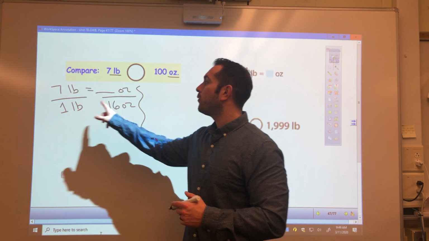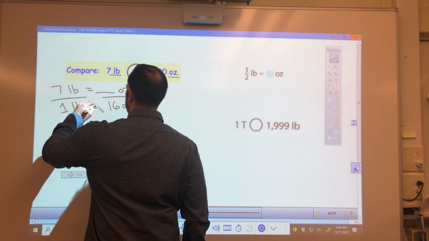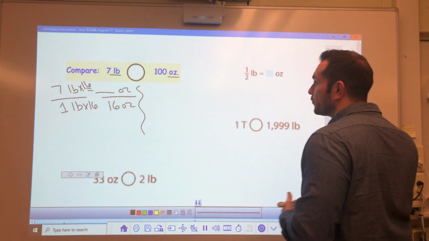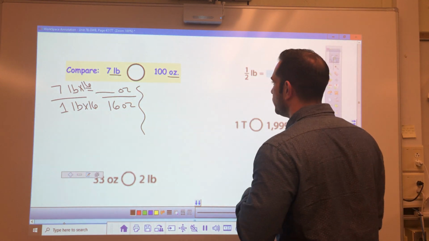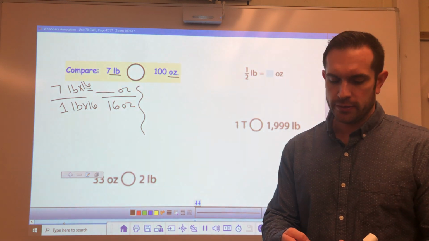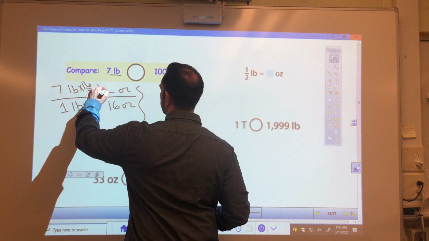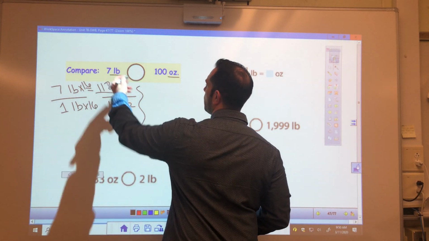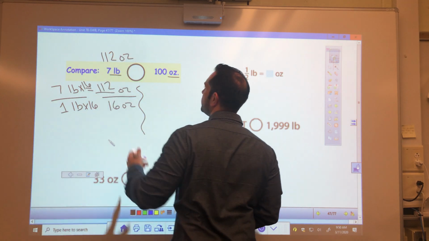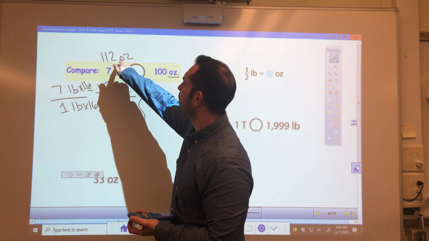So what do you multiply by 1 to get 16? You multiply it by 16. So you do 16 here, and you do 16 at the top. So what you do at the bottom, you do for the top. So 7 times 16, again, use that calculator of yours, you get 112. So that means 7 pounds is equal to 112 ounces. So above 7 pounds, write 112 ounces. So if we converted those 7 pounds into ounces, we get 112 ounces.